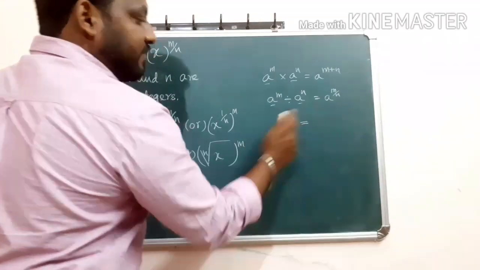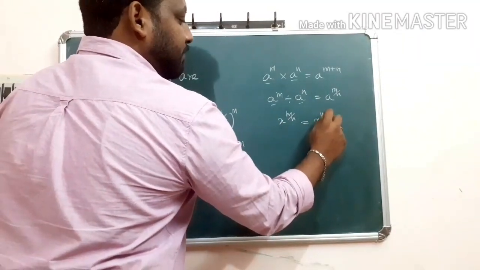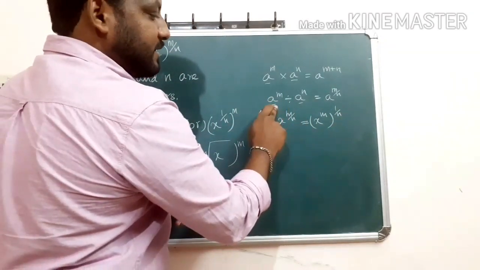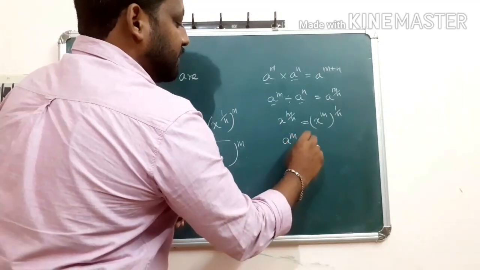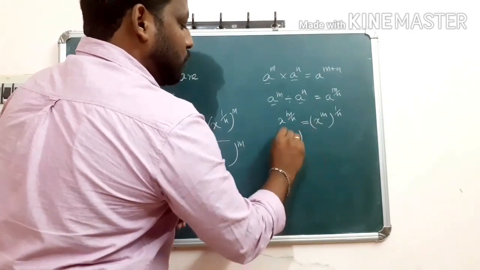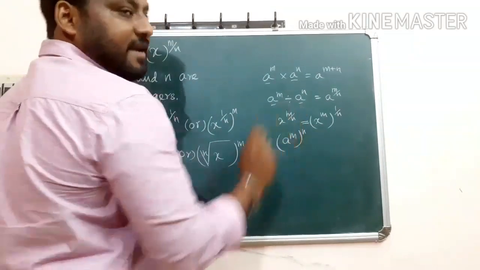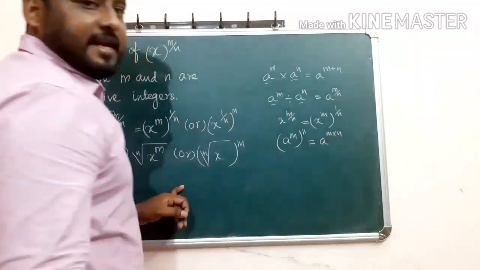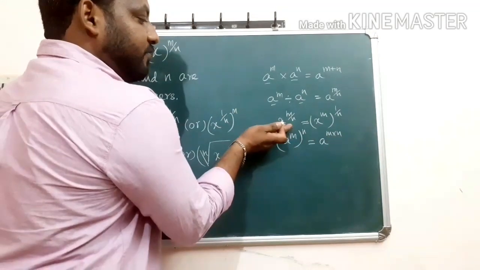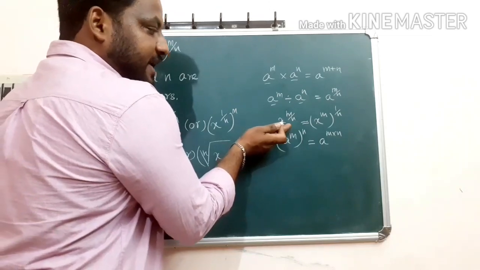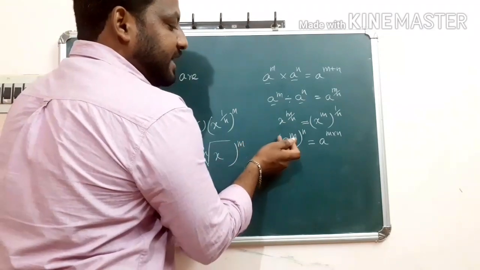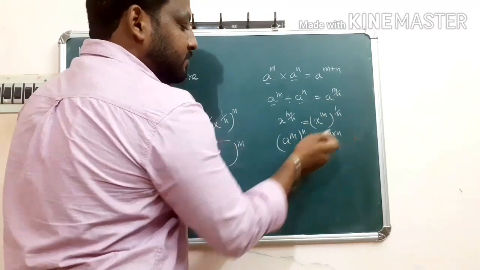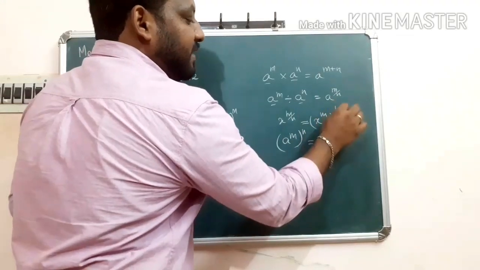This x power m by n we can write as x power m the whole power 1 by n. This is nothing but the same formula: a power m the whole power n, means a power m into n. That same formula is used here. x power m whole power 1 by n, that should be a power m the whole power n, means a power m into n.